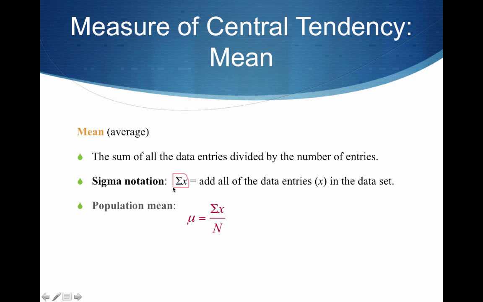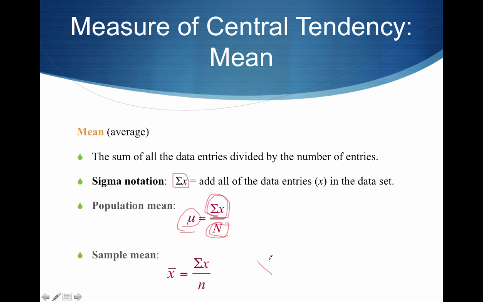Okay, and we're going to use the Greek symbol mu. It's kind of like a weird cursive M, looks like a U. We call it mu, different from the sound a cow makes. But mu here is going to be adding up all of our entries and dividing by the number of entries. That's what capital N stands for. So our population mean is equal to adding up all of our entries and dividing by the number of entries.